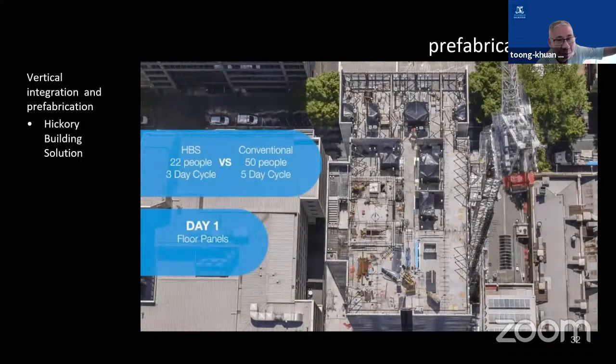Okay, there are other companies who do different things. The latest trend is prefabrication. So this company, Hickory in Melbourne, is now prefabricating a large proportion of the building work. If you look at this picture, some of you may have already seen this video because I gave a presentation for Pak Krishna's class where they compared the Hickory Building Solution, HBS, 22 people on a three-day cycle. That means they can complete one story in 3 days, whereas the conventional system will need 50 people on a five-day cycle. So this is very, very productive.